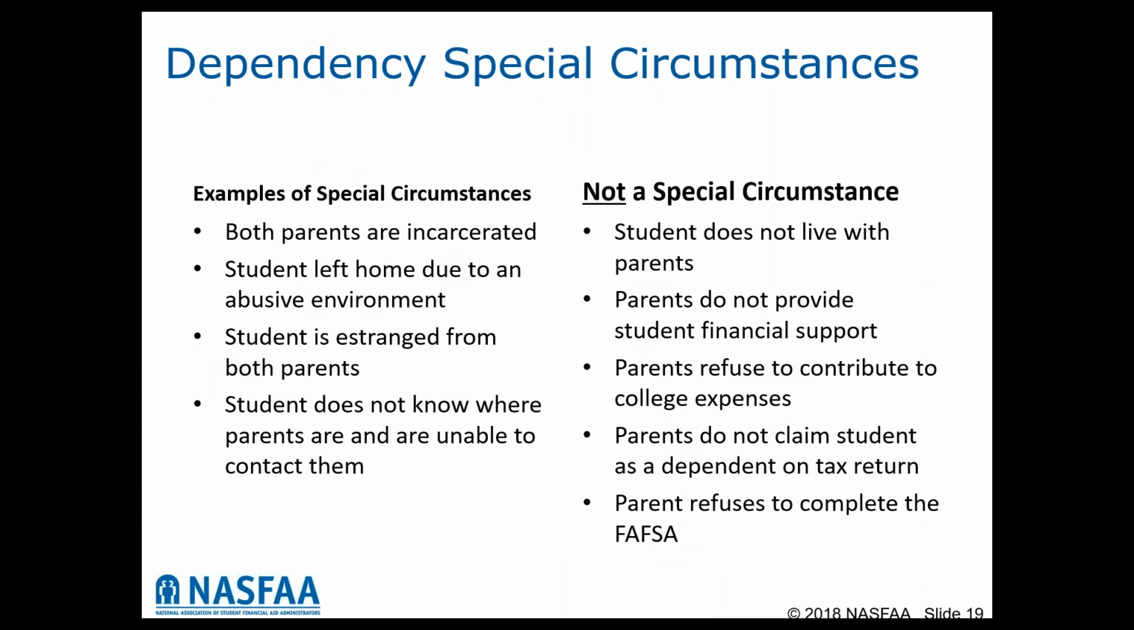Special circumstances that we typically will consider and make a student independent would be if both parents are incarcerated, the student left the home because of an abusive environment, the student is estranged from both of their parents, or the student does not know where their parents are and is unable to contact them. So we're looking for the student to explain to us some type of unusual circumstance with a relationship with both of their biological parents. And if they can explain it and document it to the financial aid office, the financial aid officer can make the determination to make them independent, and parental information would not be required.